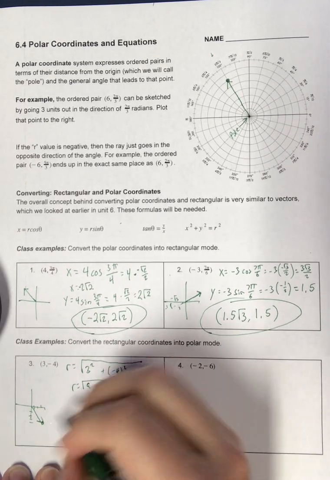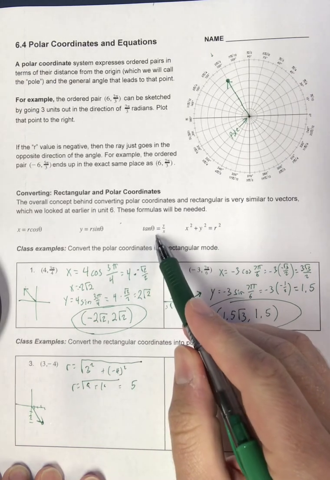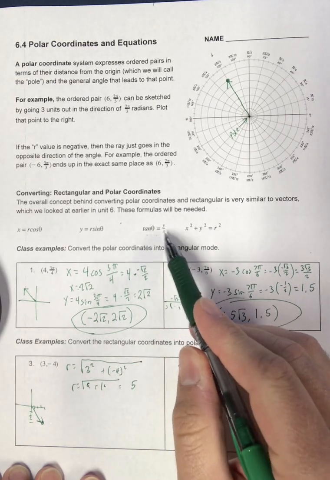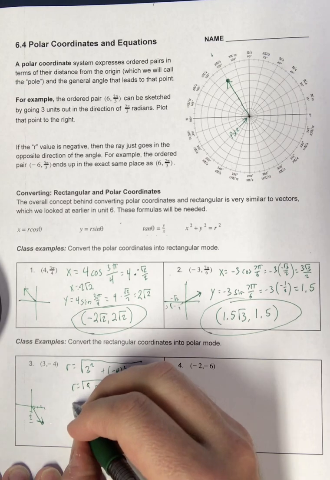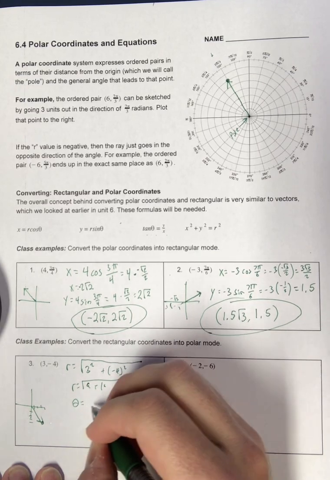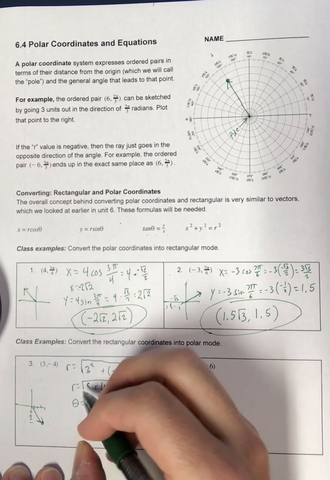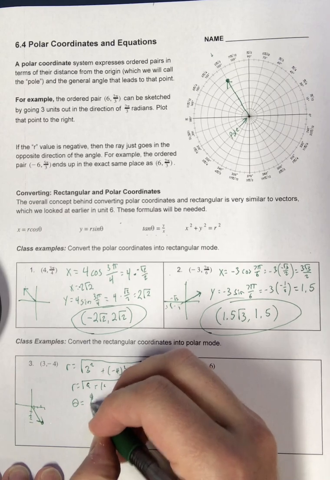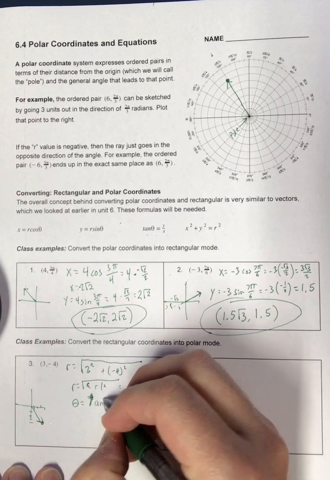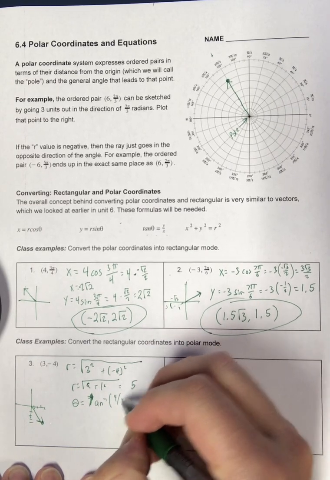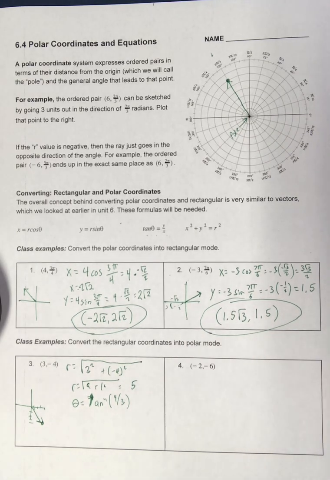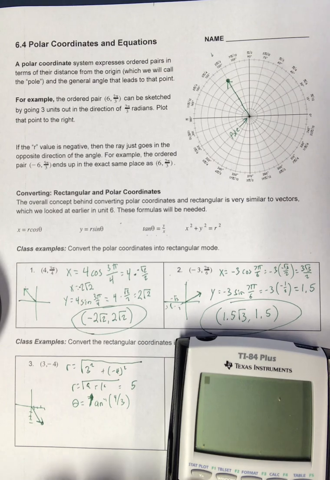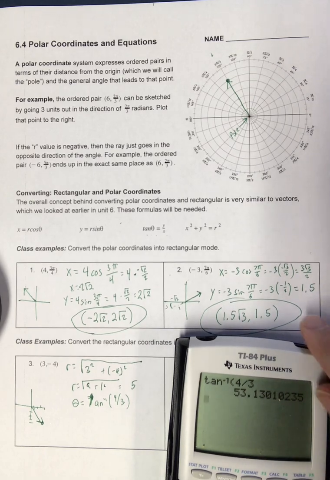The theta value is going to involve this formula right here. If tan theta equals y over x, theta would equal inverse tan of y over x. So theta equals, and I always treat these as positives, inverse tan of 4/3. So we go to the calculator, second tan, 4 divided by 3. This gives us 53 degrees.